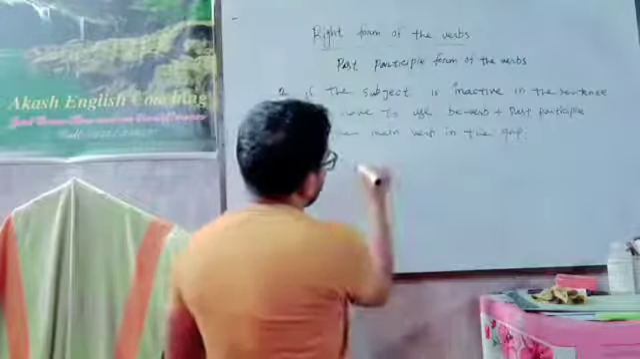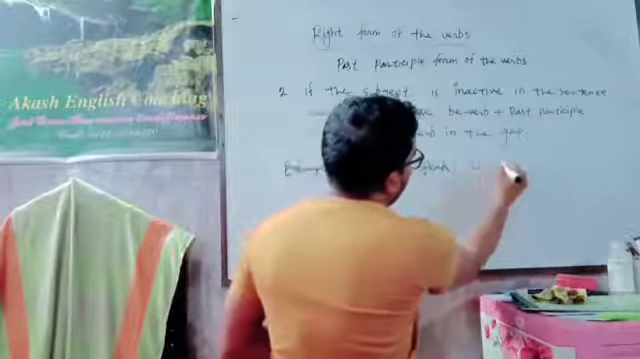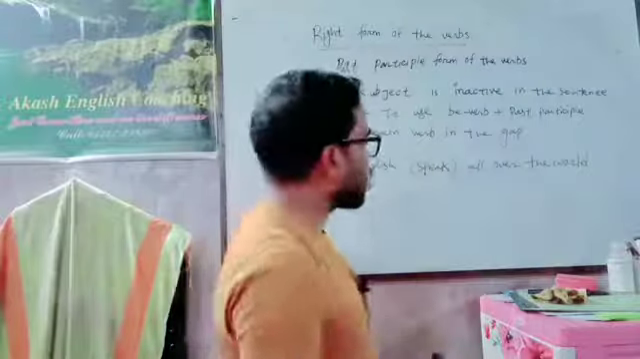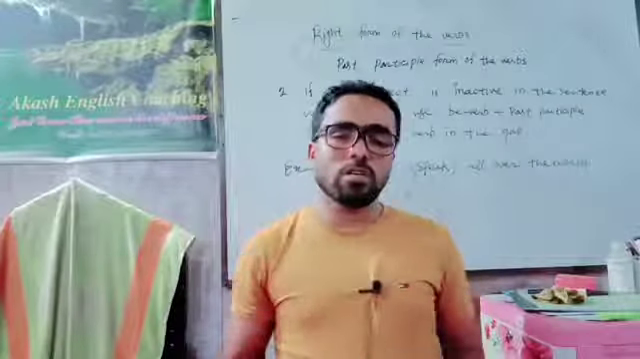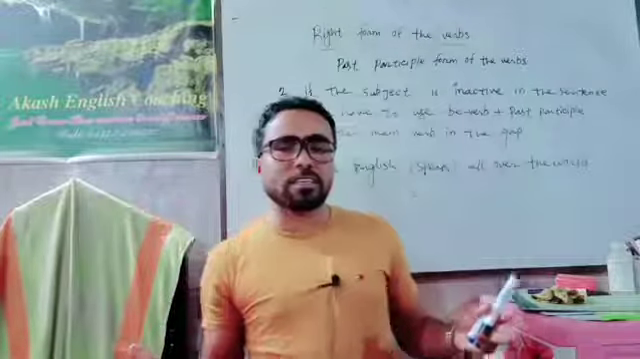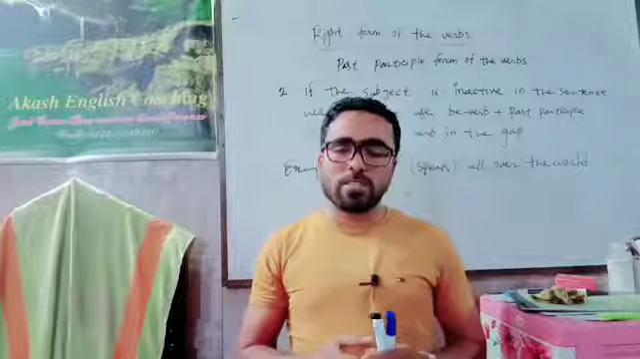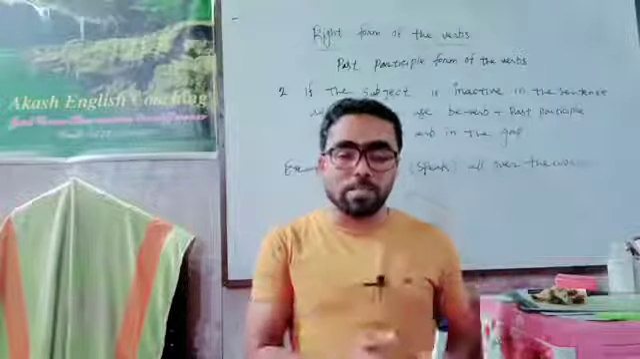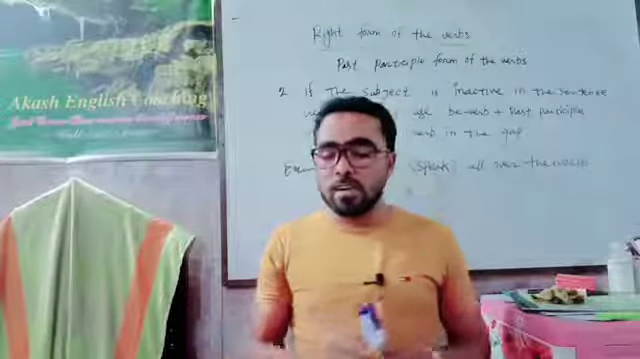For example, English speak all over the world. I can give you another example. Suppose this is the book. This book is the subject here, and after this subject we are getting read. Read is the verb. This sentence, the book read, is not accurate in Bengali. That's why we can say the book is the inactive subject, and after book we can use a be verb: am, is, are. Book is read.